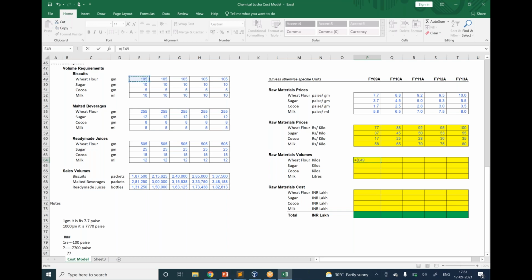I need 105 grams of wheat flour to make one packet of biscuit. But how many biscuit packets I should make? Into 1875 plus wheat flour for malted beverage. I need 255 grams for one packet. But totally how many packets I should make? 281 plus how many packets I need to make for ready-made juice? 505 multiplied by how many packets? 131.